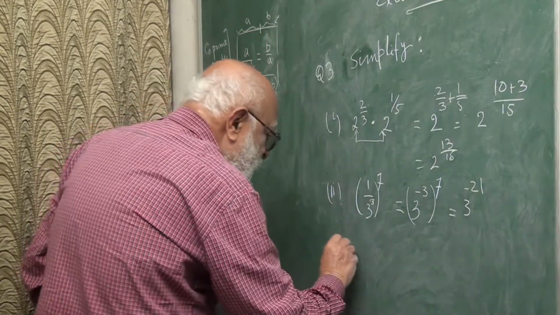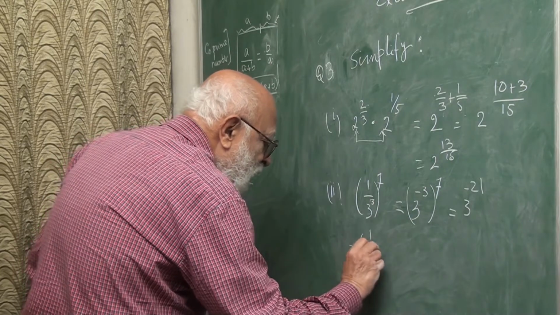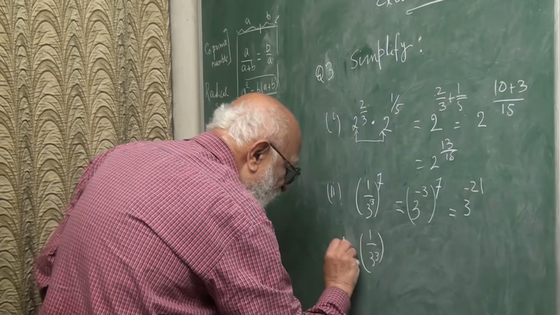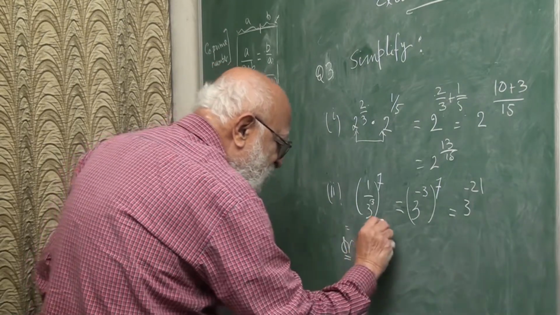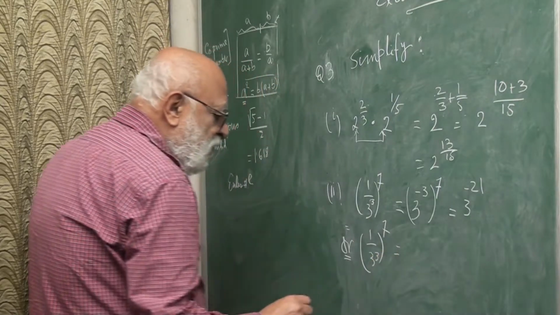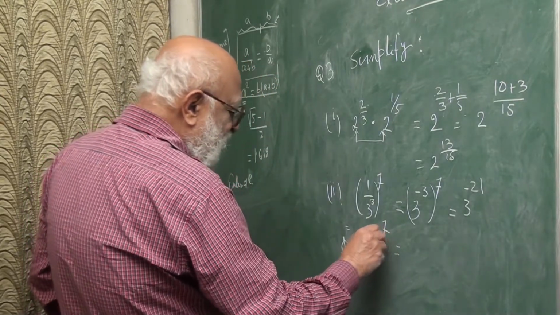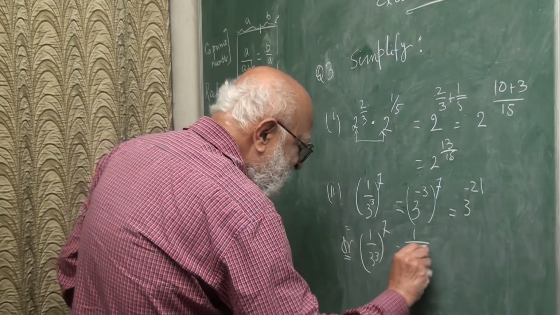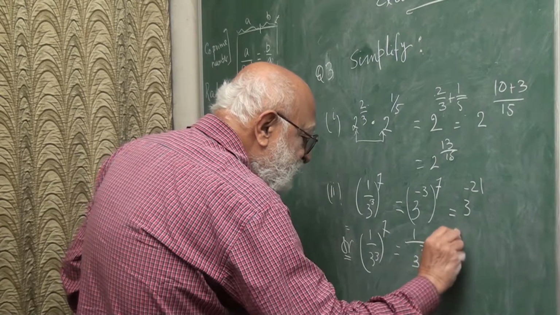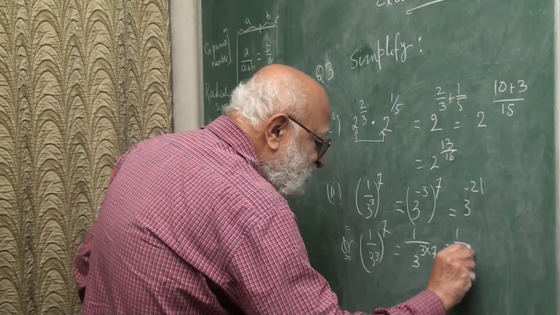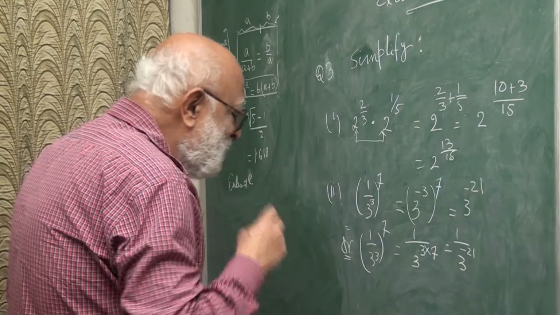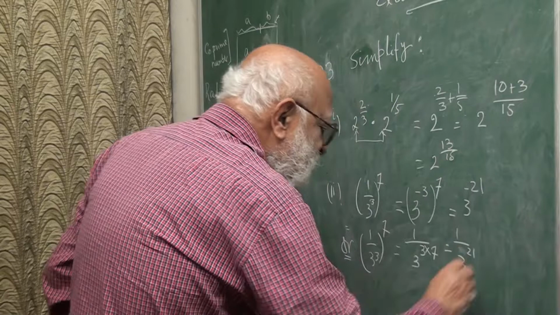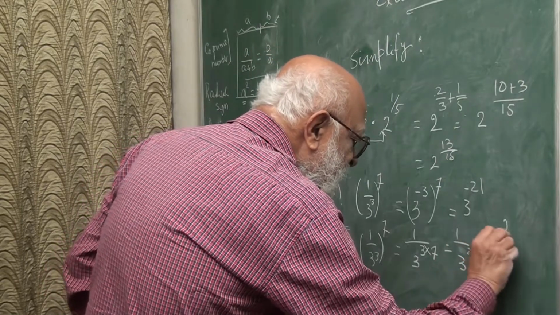Or you can do it first as 1 upon 3 to the power 3, and then to the power 7. Both are the same. So that should be 1 into 3 into 3 into 7. That is 1 upon 3 to the power 21. No, why is it 21? It's 21. Yeah. So this should be 3 to the power minus 21.